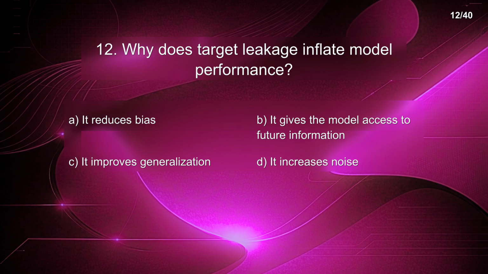Twelfth question. Why does target leakage inflate model performance? A. It reduces bias. B. It gives the model access to future information. C. It improves generalization. D. It increases noise.